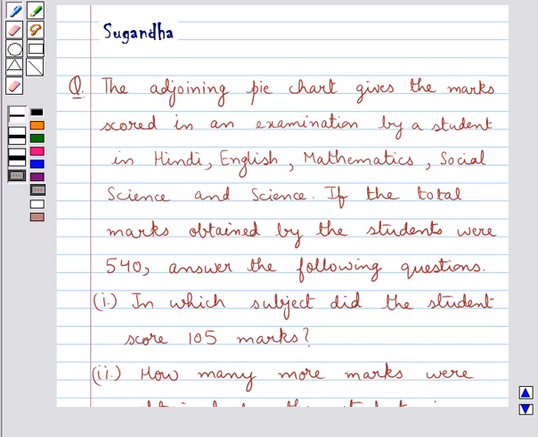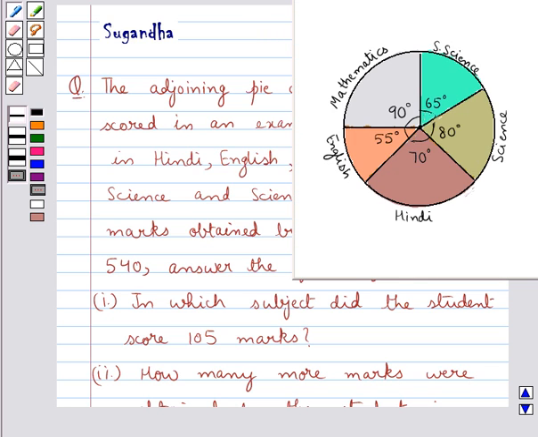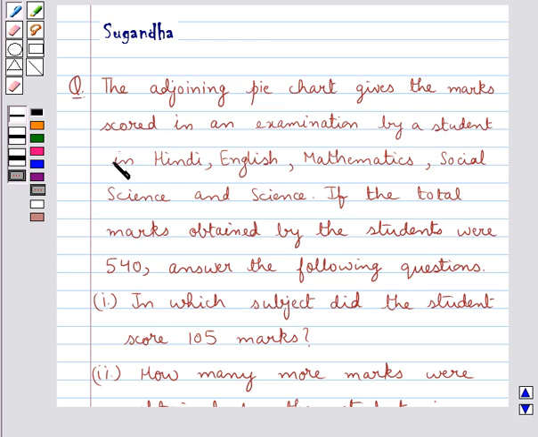The question says, the adjoining pie chart gives the marks scored in an examination by a student in Hindi, English, Mathematics, Social Science and Science. If the total marks obtained by the students were 540, answer the following questions.